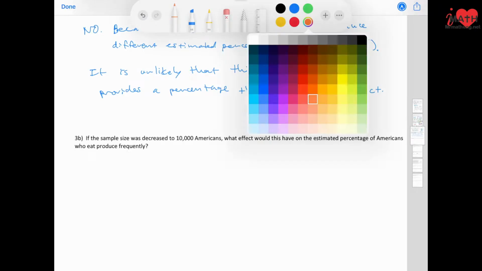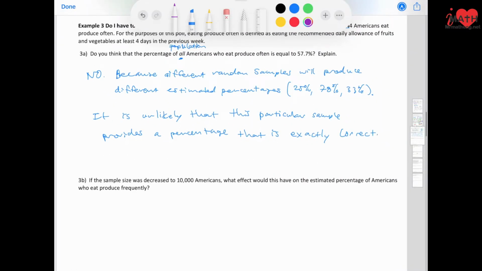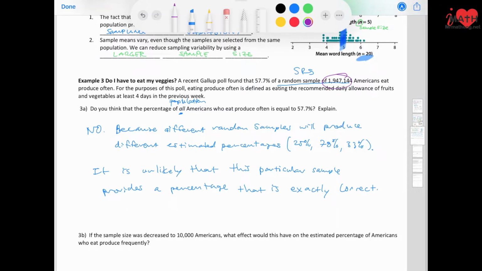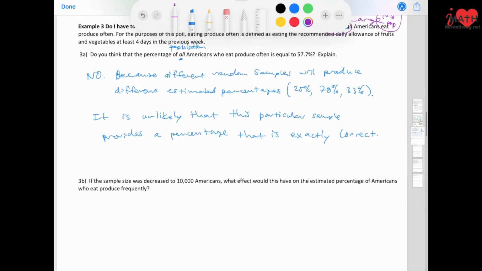If the sample size was decreased, okay, so we're going from a large sample size, what is considered large? 10% of the population. Now we're decreasing it to 10,000 Americans, so it sounds like a lot, but it's not. What effect would this have on the estimated percentage of Americans who eat produce frequently?